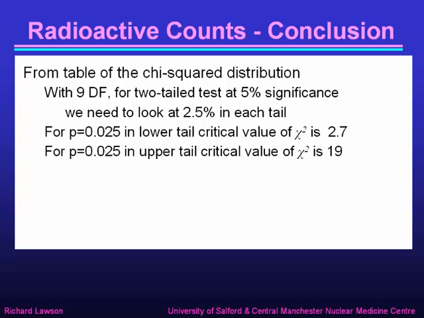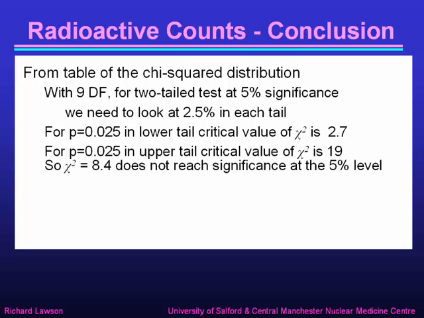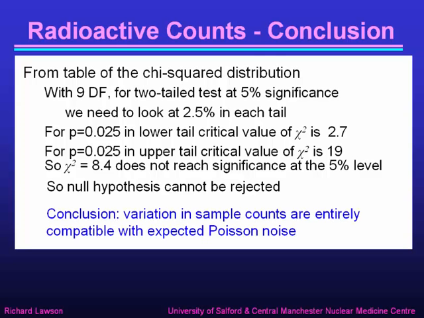So we've just seen from the table that for 9 degrees of freedom for a two-tailed test at the 5% significance level, we're looking at 2.5% in each tail. So for p equals 0.025 in the lower tail, we need chi-squared to be less than 2.7, and for p equals 0.025 in the upper tail, we need chi-squared to be greater than 19. If you remember, our chi-squared was 8.4, which is between those two values. It's in the middle of the distribution. It's not less than 2.7. It's not more than 19, so we don't have a significant result. So we can't reject the null hypothesis.